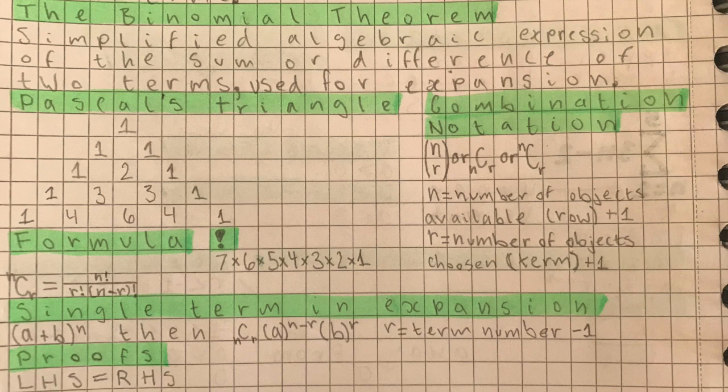So there are different combination notations that you need to know. These are either when it's a bracket and n is above an r, or when it's a c and there's a small n and a small r in different ways. So n is the number of objects available, meanwhile r is the number of objects you want to choose.